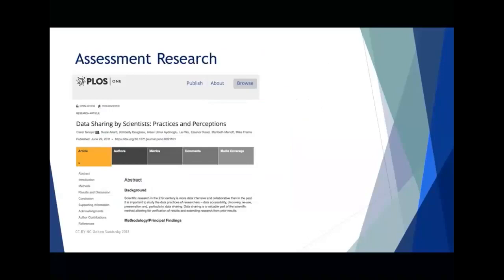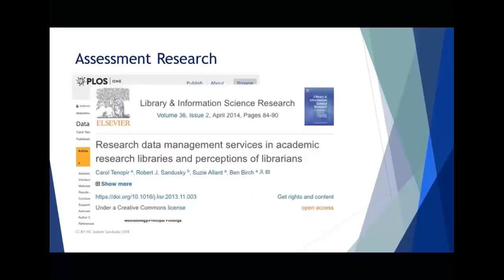The project has had a robust assessment program as well. There've been 3 surveys of scientist attitudes and practices around data management that have been conducted at 3 distinct points in time. 2 of these surveys have been summarized in papers published in PLOS One. The 3rd manuscript is forthcoming. And several surveys of both libraries and librarians have been done in the US and Canada.